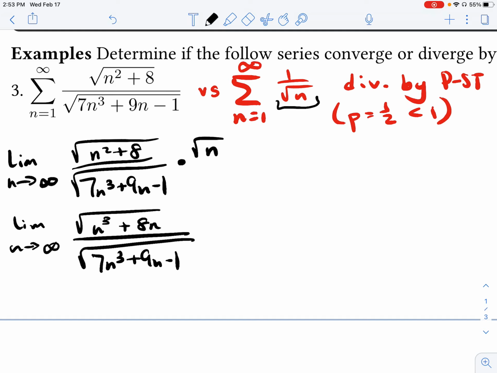And again, if I were to divide everything here by n to the 3/2 power, all I need to do is look at my leading coefficients. So what are we left with? This is equal to, let me just write that, this is equal to 1 over root 7.